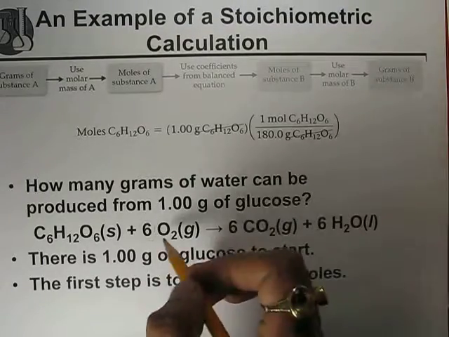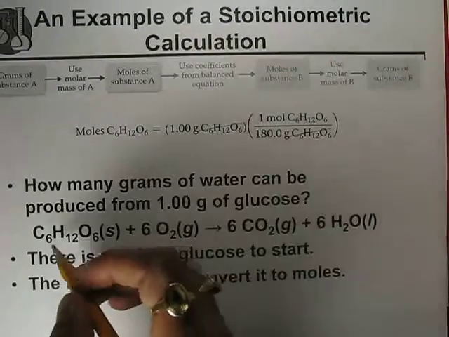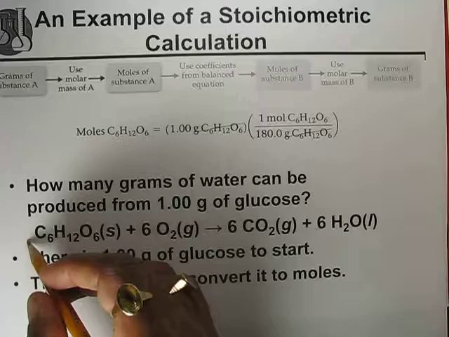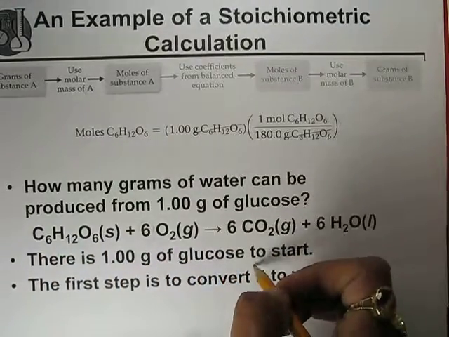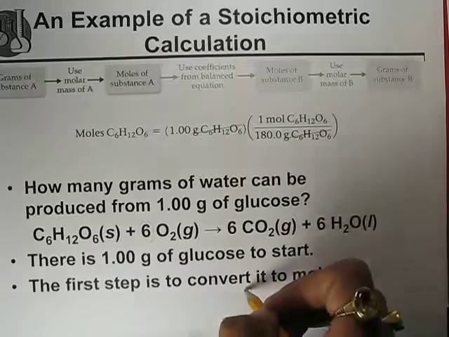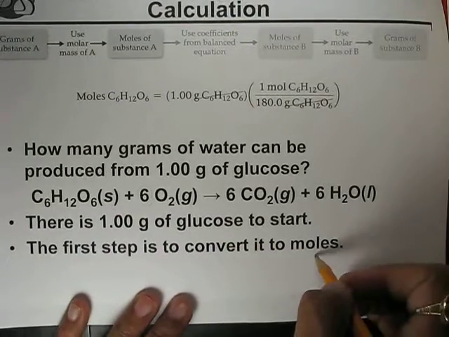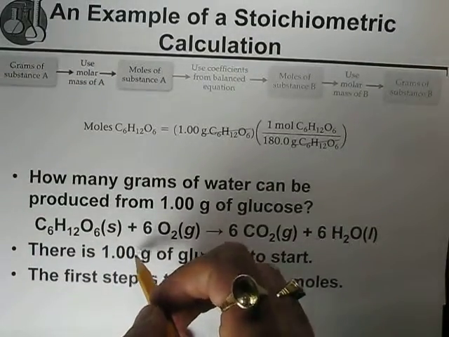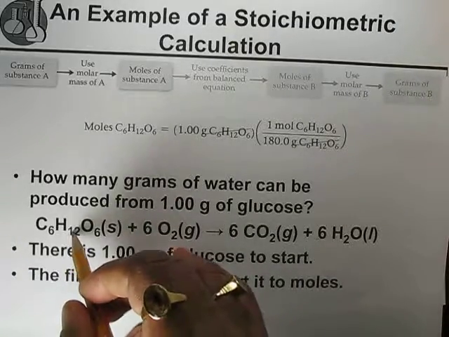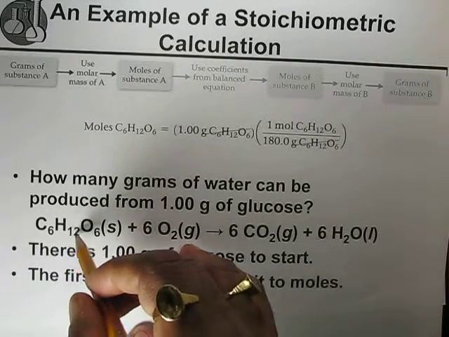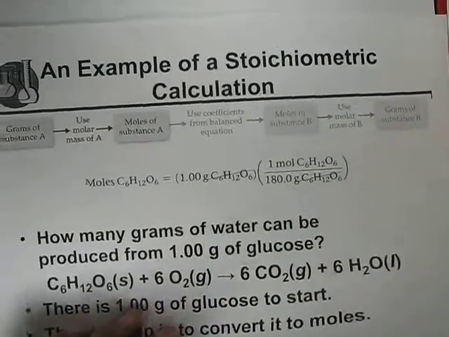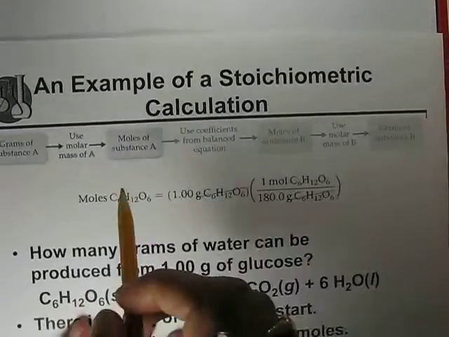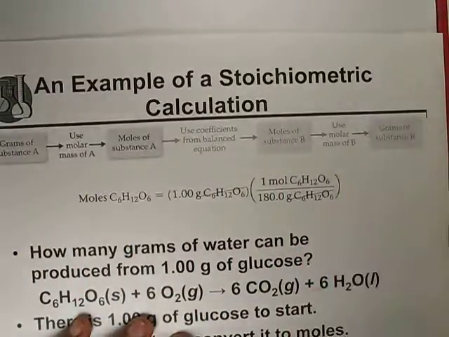In the balanced equation, these coefficients are showing the number of moles. Here we don't have any coefficient for glucose, which means it is 1 mole. So there is 1 gram of glucose to start, and the first step is to convert it to moles. We have to find how many moles of glucose are in the 1 gram, so we have to use this conversion factor.